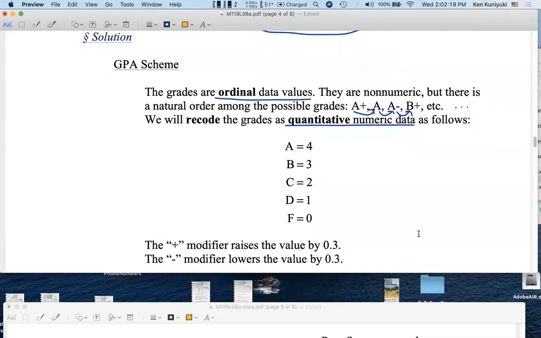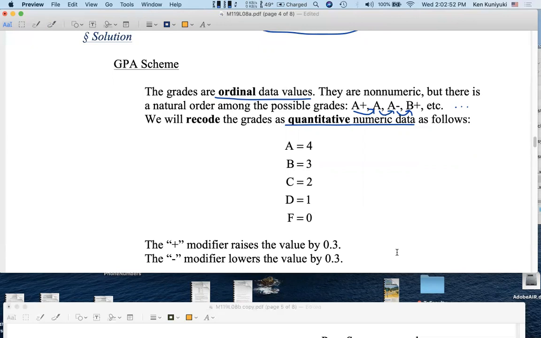All right. Now, if we allow modifiers, often a plus modifier will raise the value of a grade by 0.3, although this isn't standard. Some institutions might use 1/3, but a 0.3 can be written as an exact decimal. The minus modifier typically lowers a grade value by 0.3. So for example, what would an A minus be? If you get an A minus in a class, how many grade points would that be?